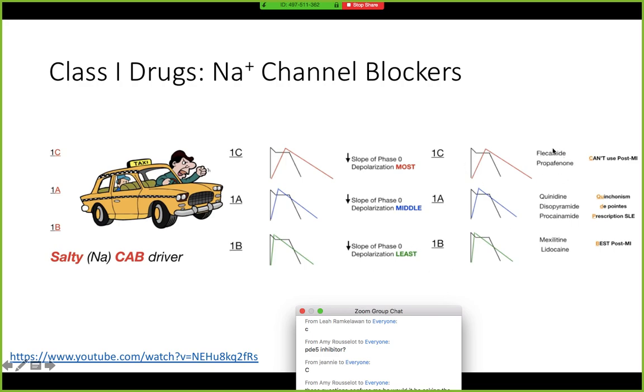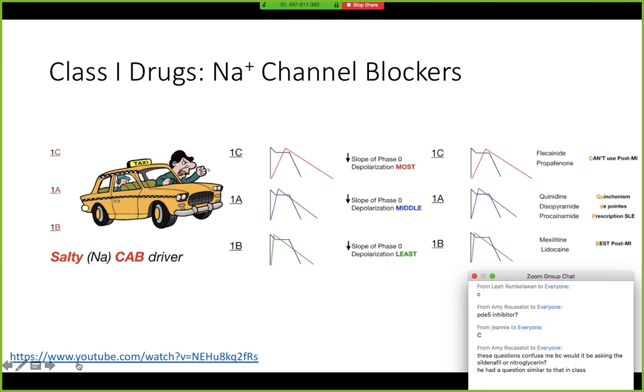And then you have the drugs associated with each of those classes. In class 1C, C is for can't use post-MI, B is for best post-MI, and then 1A, so QDP, so quinidine, and then drug-induced, so procainamide can lead to drug-induced SLE. Okay, now let's go back.